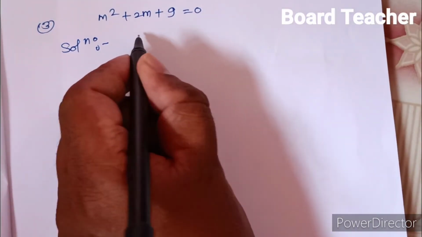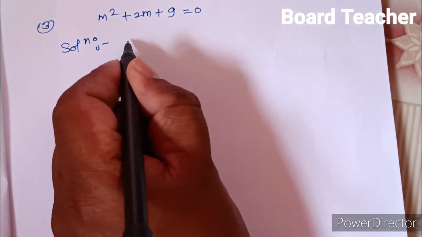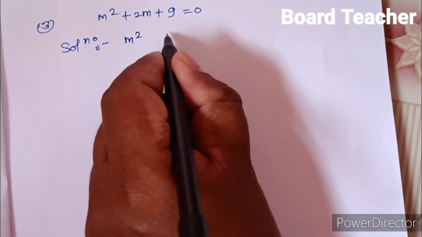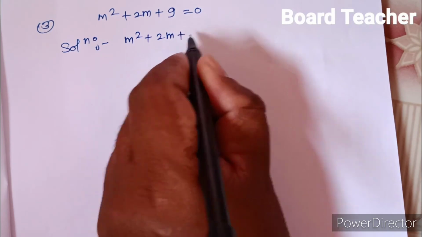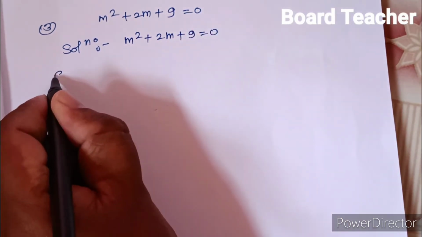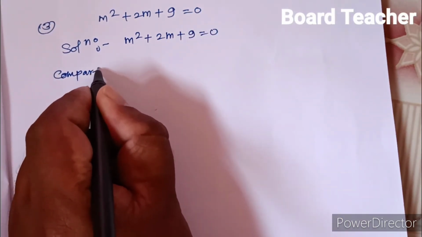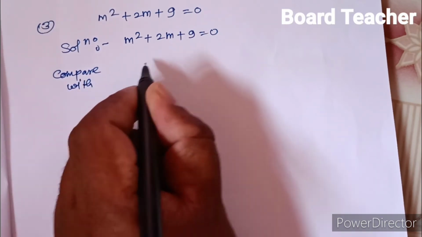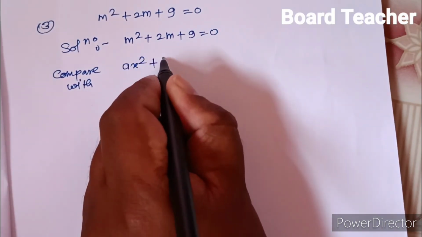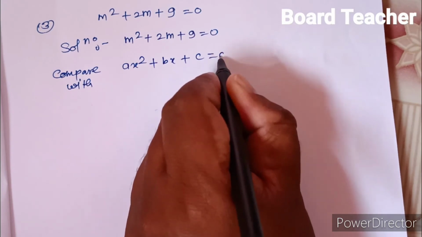Then the next question is m square plus 2m plus 9 equals 0. Write down the equation as it is, m square plus 2m plus 9 equals 0. Compare with the standard form of this equation, ax square plus bx plus c equals 0.